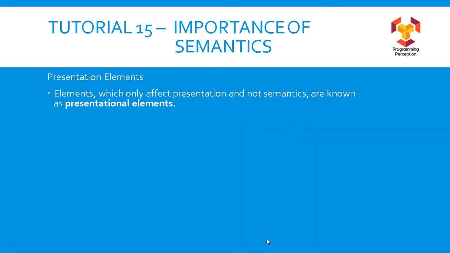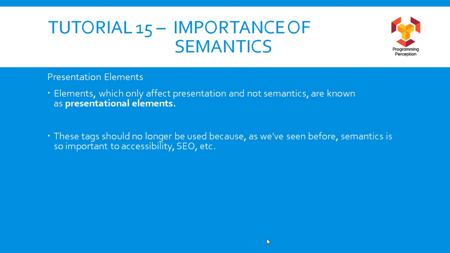Now, presentation elements. Elements which only affect the presentation and not the semantics are known as presentation elements. So if you see, the B, I and U tags are the presentation elements in the previous few codes. Now these tags should no longer be used because, as we have seen before, semantics is so important to accessibility, to the readability of the screen reader, as well as for SEO, search engine optimization.